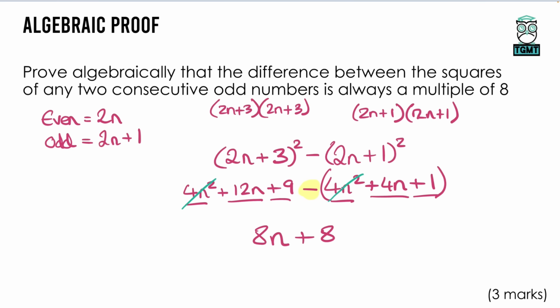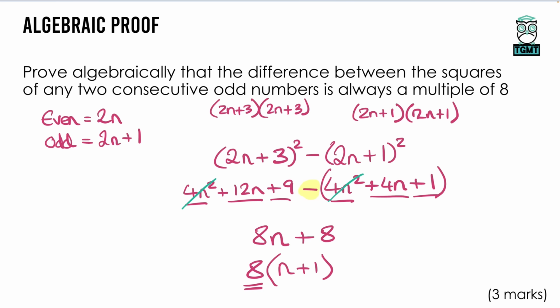However, a really good process at this point is to factorise by that number that we want to show it's a multiple of. So if we take a factor of 8 out, you get 1n plus 1. And there we go, this 8 on the outside here shows that any number that you put into that bracket, it's always going to be something multiplied by 8, and therefore it's always a multiple of 8.